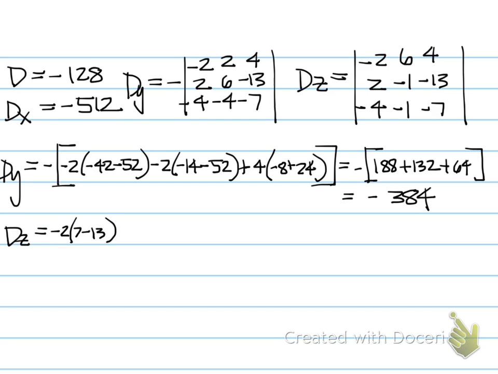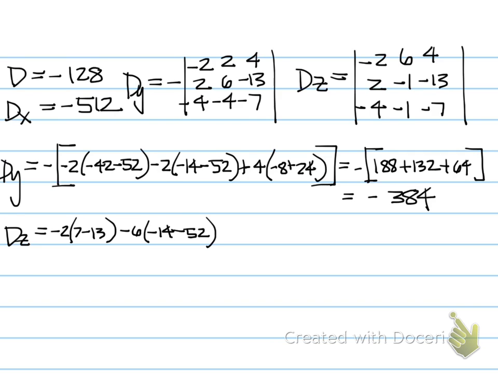And lastly, the z determinant, following the exact same steps. Start with the first element in the first row, -2. Cross out all the elements in the same row and column as the -2 and find the determinant. Go to the next element, and we always are subtracting for 3 by 3s. We always are subtracting that middle term whenever we're finding the determinant.